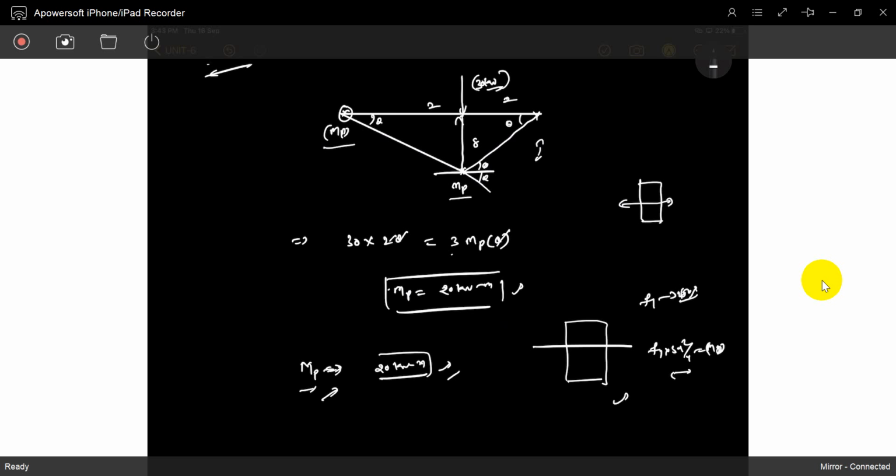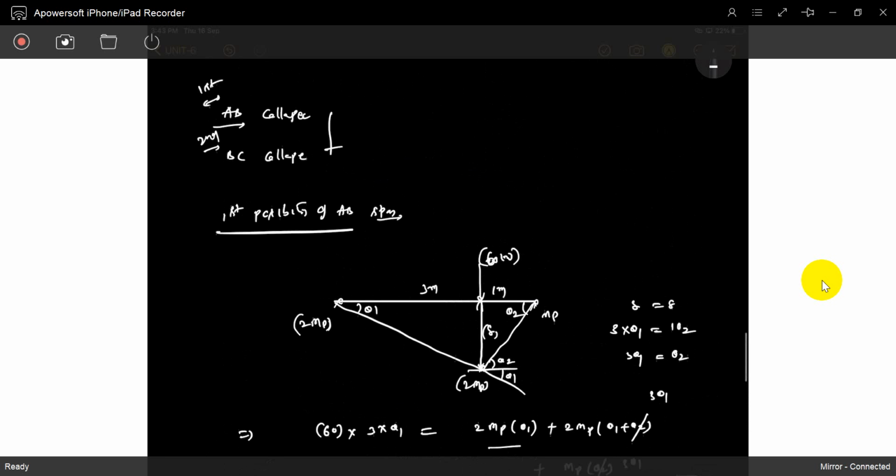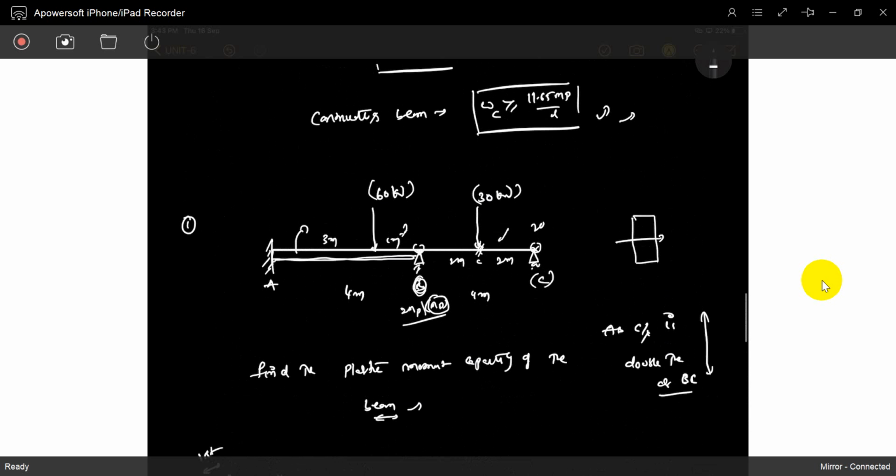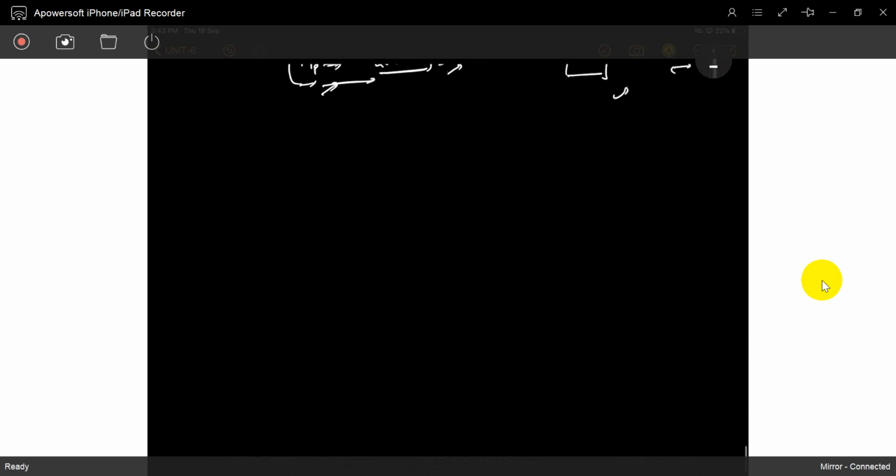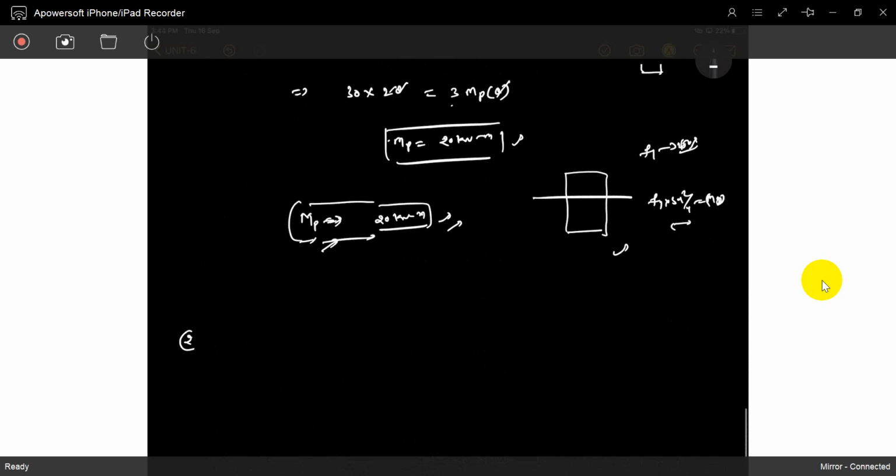So this is the plastic moment capacity of the beam. We have to maintain it. MP is 20, 2 MP is 40. This is 20, this is 40. You have to maintain that, then only the total structure is stable. Got the idea? So now I will choose another problem. Today we can conclude with it.